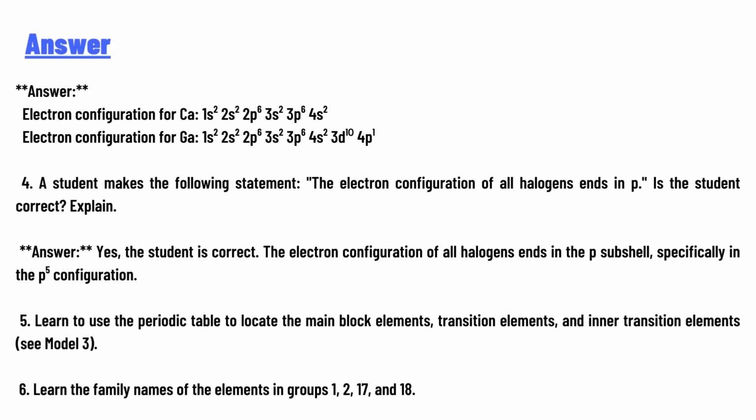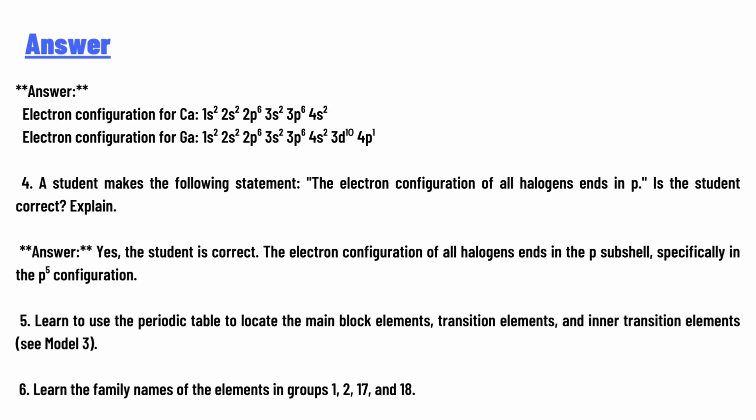4. A student makes the following statement: the electron configuration of all halogens ends in p. Is the student correct? Explain. Answer: yes, the student is correct. The electron configuration of all halogens ends in the p subshell, specifically in the p5 configuration.